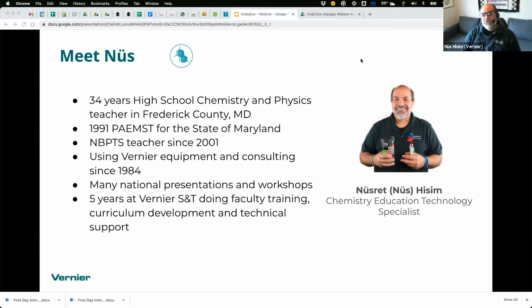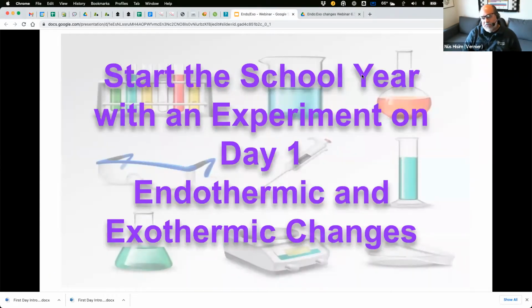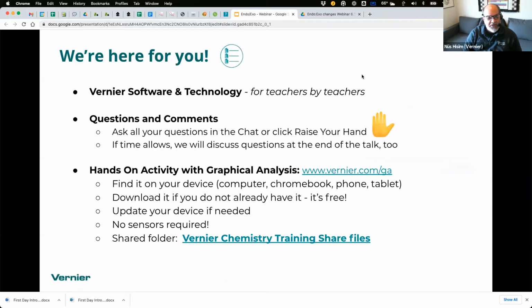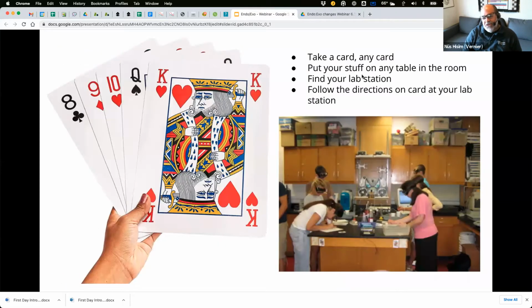Hi, my name is Hisim. I work in the chemistry group at Vernier. We have 3 of us in the group, and I'm primarily doing high school and middle school activities, particularly those that deal with chemistry. One of the things that happened a number of years ago, as I was trying to find the pictures, I actually found some pictures. There are my students doing this activity in 2006.